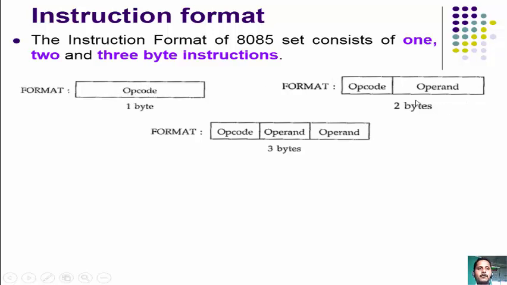The second format, of size 2 bytes, or this particular format for a 2 byte instruction, consists of the 1 byte opcode and 1 byte operand. And the third format: in this third format, the first byte is opcode, the second byte is operand, and the third byte is also operand. Then what are these particular fields, opcode and operand?